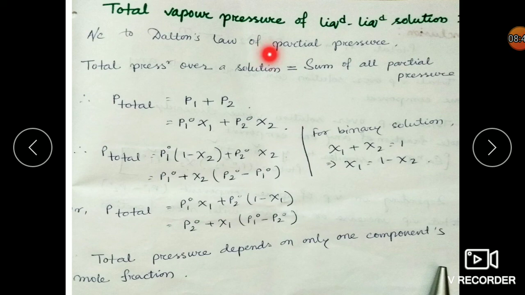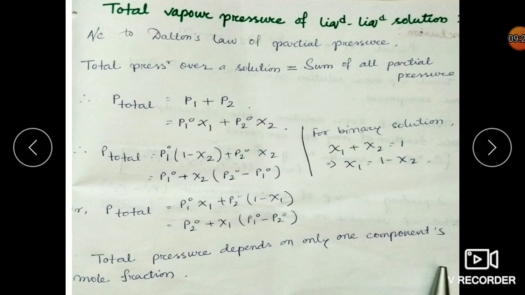Now we know Dalton's law of partial pressures: the total pressure over a solution is equal to the sum of all partial pressures. If you need the total pressure over a solution, you have to take the summation of all the partial pressures. So P total is equal to P1 plus P2. Only P1 and P2, because we have taken a binary solution, so we just get two components, and we have to add the partial pressures of these two components. Now we know that P1 is equal to P1 naught x1 and P2 is equal to P2 naught x2, right?